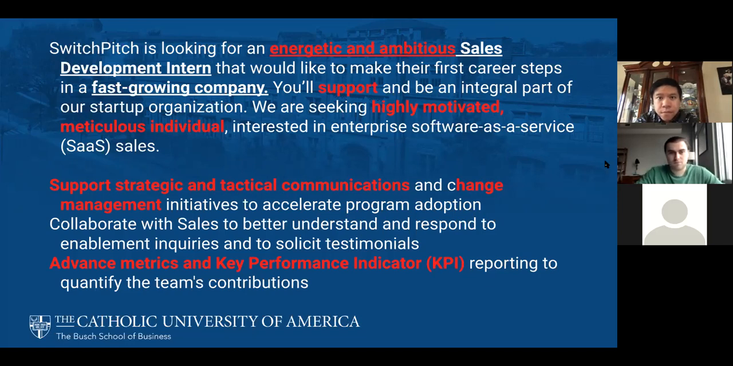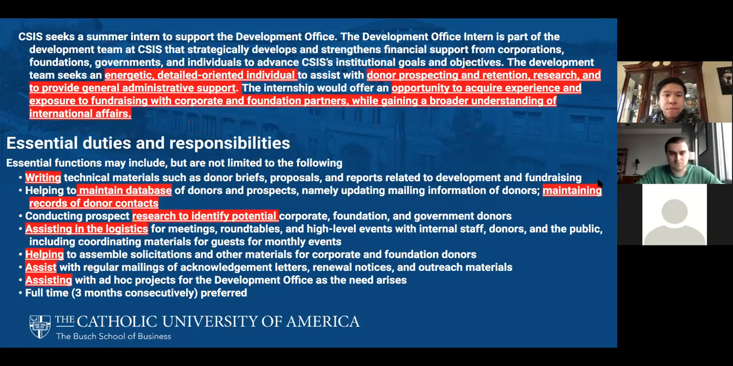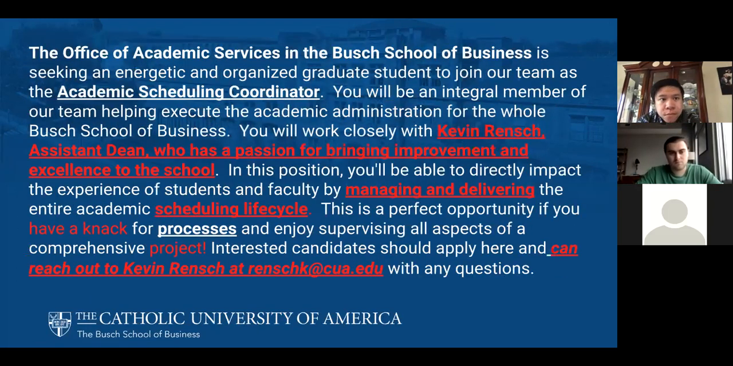The final one I had to break up into two slides because it was quite lengthy. So I'm going to do this. So this is a development office opportunity.